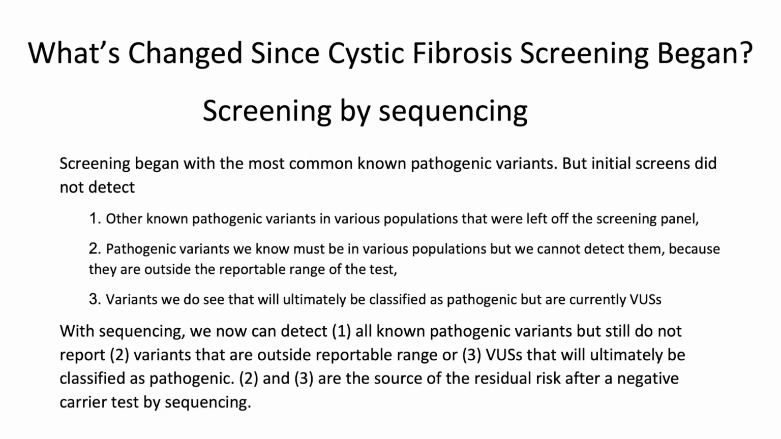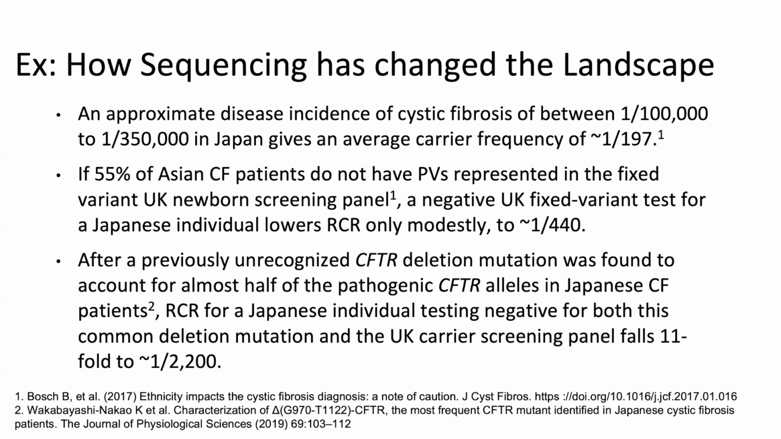So it's not that we know that we're missing certain variants, the way the initial 25 allele panel was constructed. We're going to try to find them all, but this is sort of the known unknowns. We know that there are going to be variants. We don't know how many or what they are outside the reportable range. And we also know we're going to find VOSs that we're going to have to figure out what to do with them with additional data. So that's how sequencing has changed the landscape.